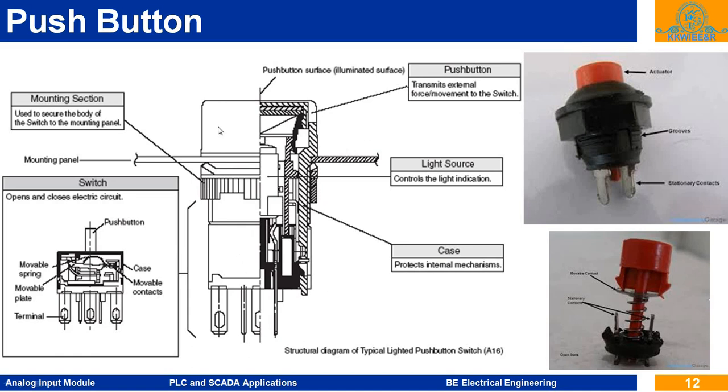Again, on this push button, one metallic ring is provided as mechanical protection. Otherwise, it might get operated by your hand. To avoid malfunctioning or mal-operation, the metallic ring is provided. So this is the construction of a push button.